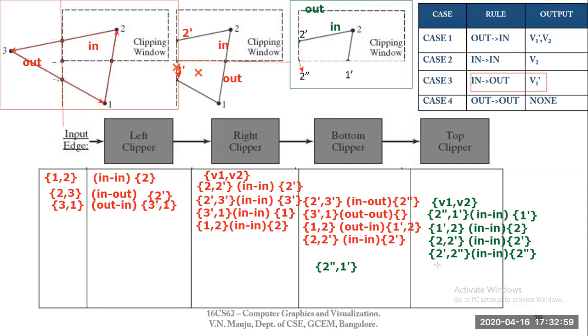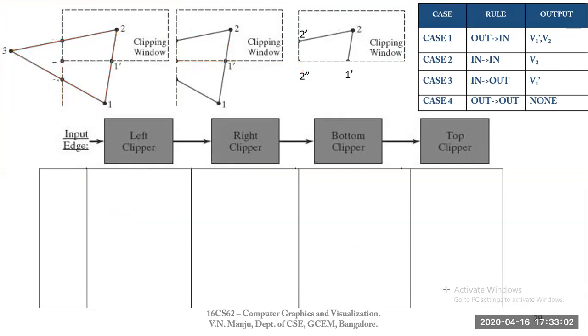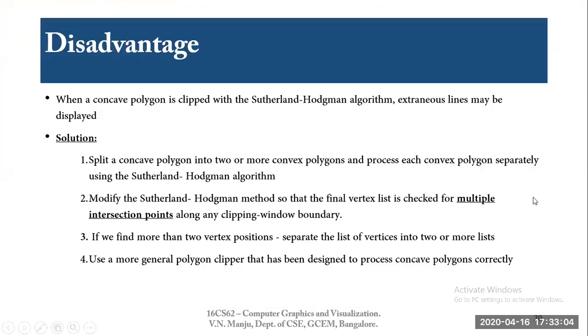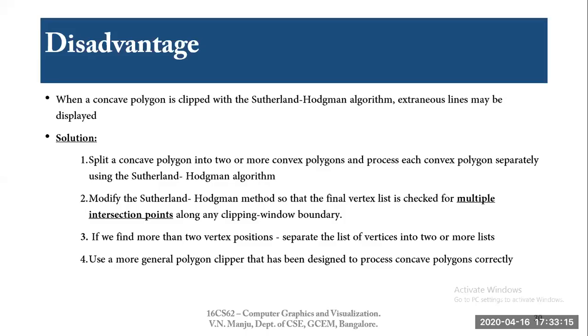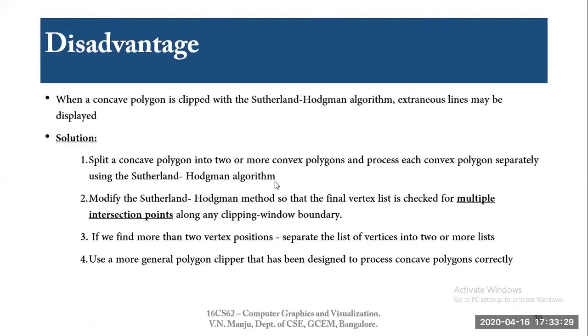Clear with that? Now just the drawback of whatever we have. The drawback of this Sutherland Hodgman algorithm is, as I told you, it is used for only convex polygons. When a concave polygon is used, extra lines are displayed. The solution is you can split the concave polygon into 2 or more convex polygons and use the Sutherland Hodgman algorithm.